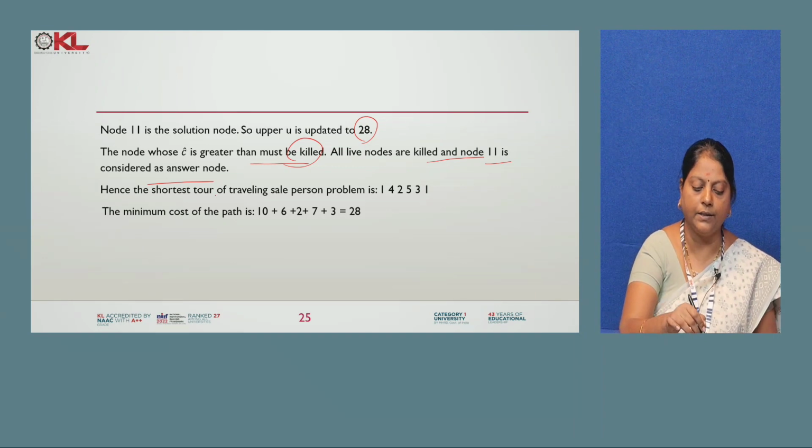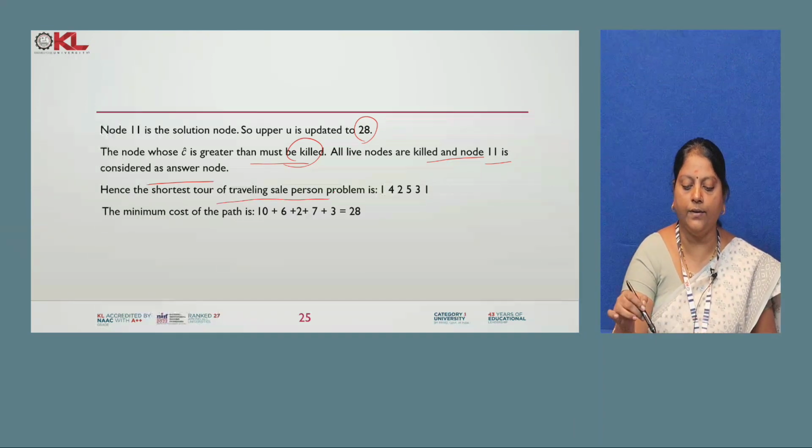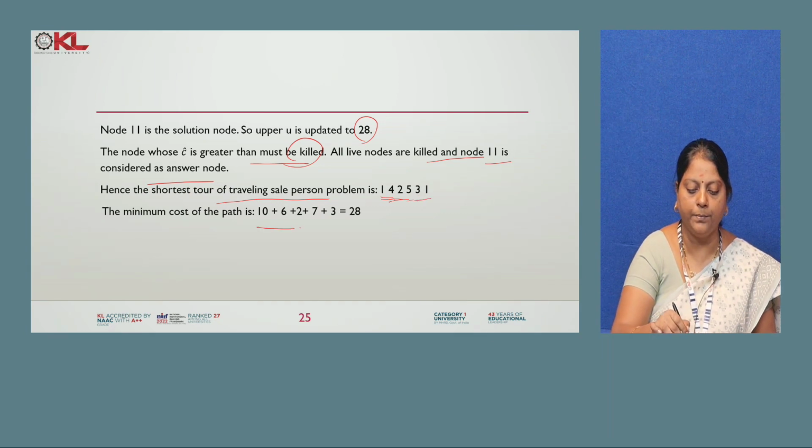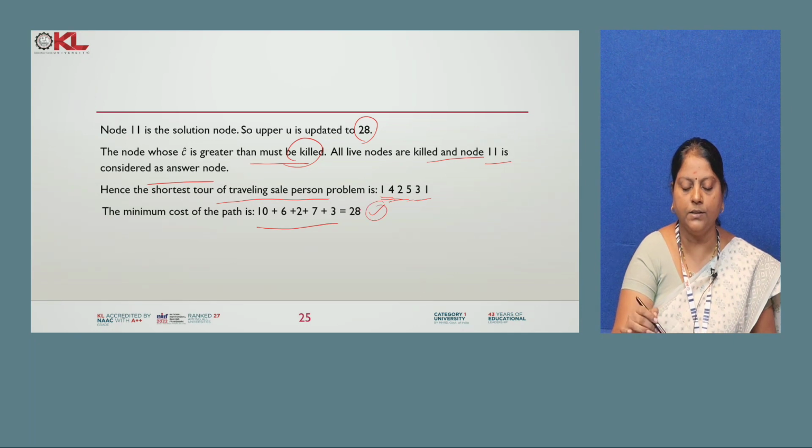So here the shortest tour of this traveling salesman problem is 1 to 4, 4 to 2, 2 to 5, 5 to 3 and 3 to 1. So we have to sum up its cost values, then we get the minimum cost value as 25. So this is the solution for this traveling salesman problem.